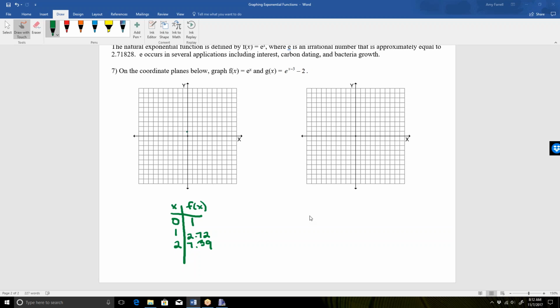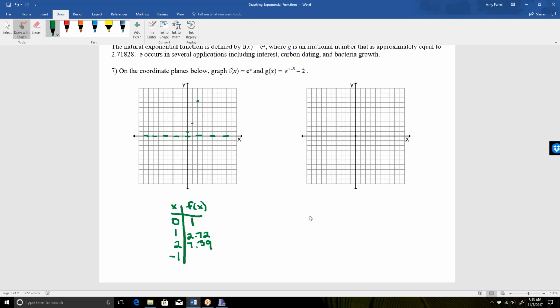Okay, so here's 0, 1, 1, 2.72. It's about 1, 3 almost, right around there. And then 2, 7.39. 1, 2, 3, 4, 5, 6, 7. You know, a little bit in between the 7 and the 8. Sorry about that. Okay, so about right there. Okay, so this graph, notice it also passes through 0, 1. It's also going to have an asymptote along the x-axis.